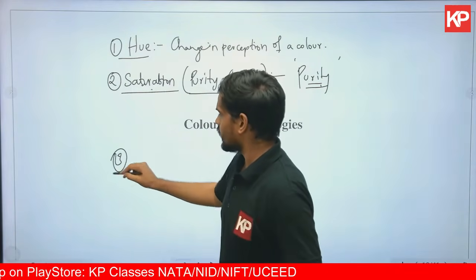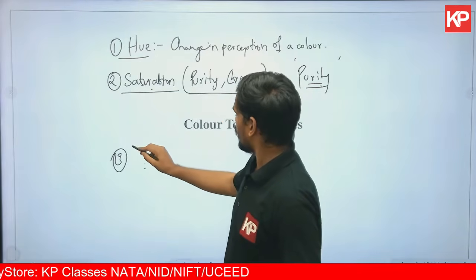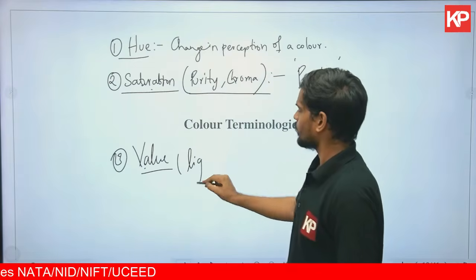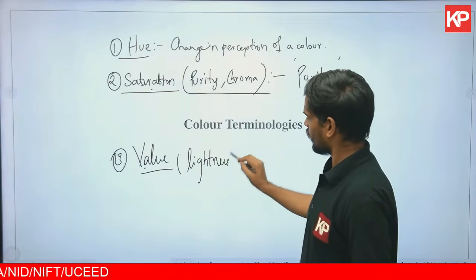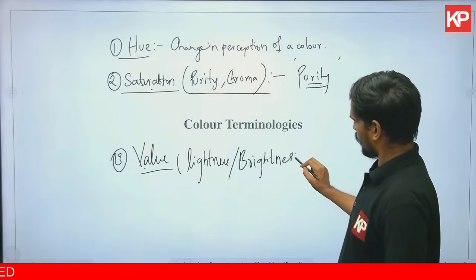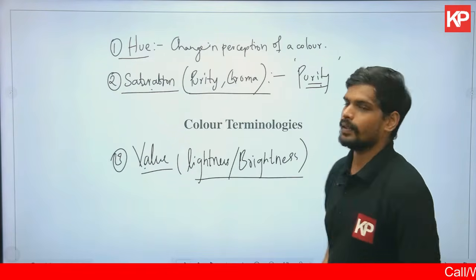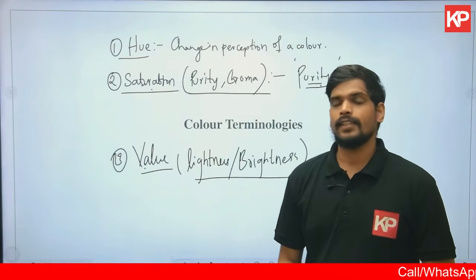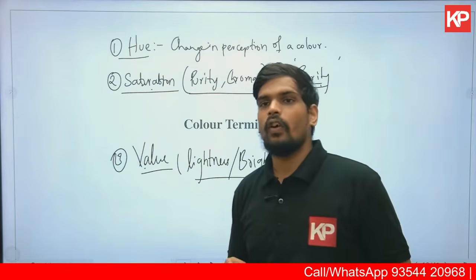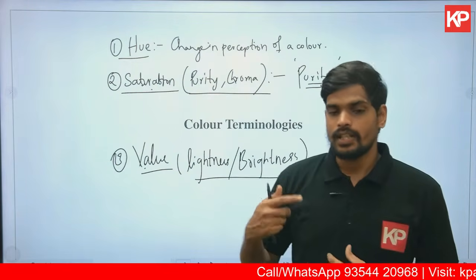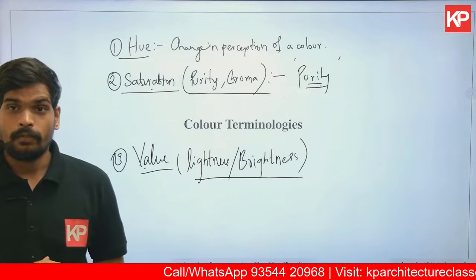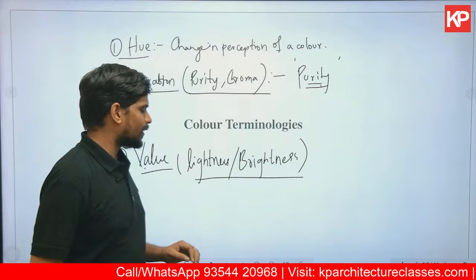The third term we discussed is value of the color, which is also called lightness or brightness. Hue, value and chroma: these are the terms you have to remember. Take a hue and change its value and chroma, or its saturation and brightness. You can generate different colors or a different spectrum within that given hue. So that is about the three important terms.